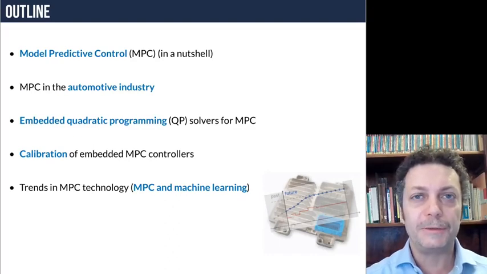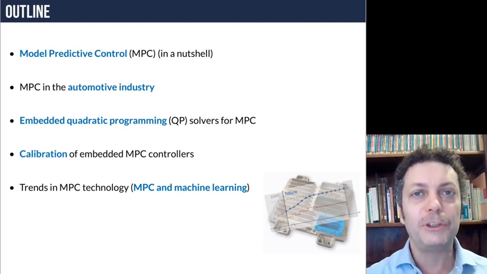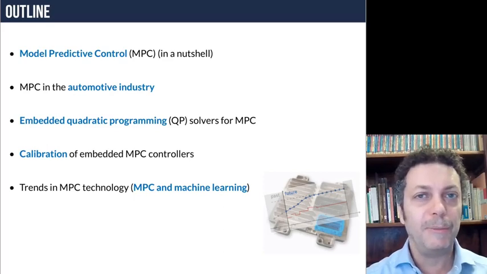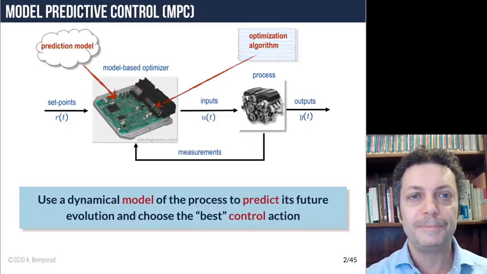I will first describe in a few words what modern predictive control is, and then I will show you some concrete examples of application of MPC in the automotive industry. I'll then talk about embedded quadratic optimization for MPC, and then about ideas to help the calibration of MPC controllers. And finally, I will discuss ideas on how to combine some tools from machine learning with MPC.